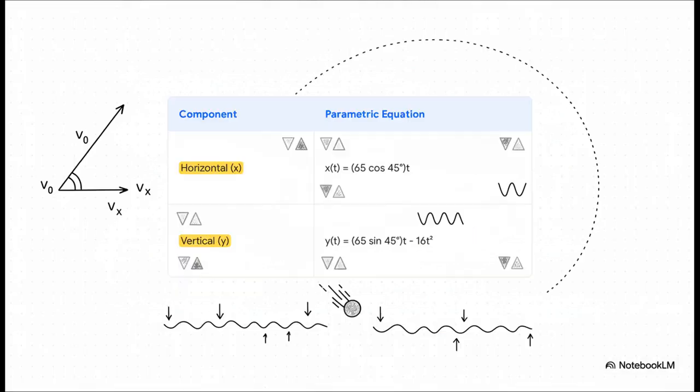Will he make it? Now, the only way to solve this is to treat the horizontal and vertical motions separately. We use a little bit of basic trigonometry to break that initial 65 feet per second velocity vector into two pieces, how fast the ball is moving forward and how fast it's moving upward. This gives us our two parametric equations. The horizontal one is pretty simple, distance equals rate times time. But the vertical one, that one's more interesting. It has the initial upward motion, but it's constantly fighting against the downward pull of gravity, and that's what that negative 16t squared term you see here represents.